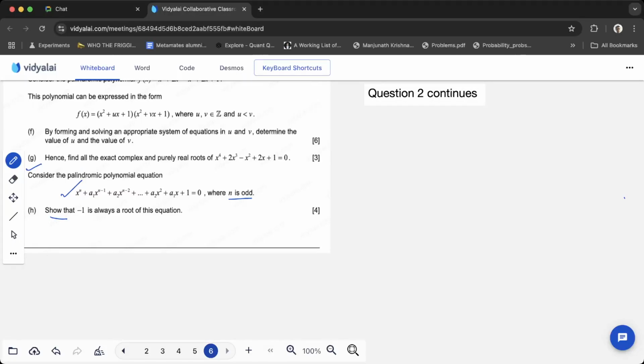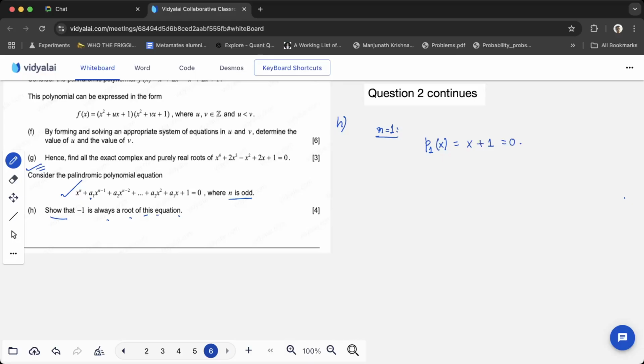So this brings us to the last part of question number 2. Consider this palindromic polynomial equation, which is of nth degree, where n is odd. We have to show that minus 1 is always a root of this equation. So we can use the principle of mathematical induction to prove this. How do we do it? Let's first take the smallest odd number we know, that is n equals 1. In this case, the polynomial would be x to the n, which is x, plus there are no middle terms, just x plus 1 equals 0.